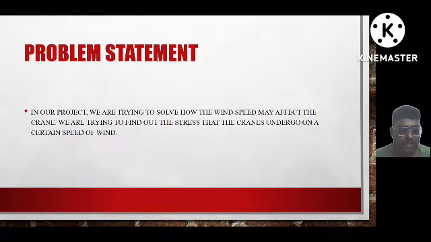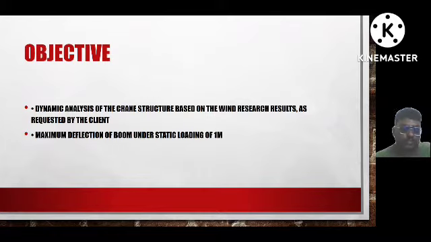For the problem statement, in our project, we are trying to solve how the wind speed may affect the crane, and also we are trying to find out about the stress that the crane undergoes at a certain speed of wind. The objective of our project is dynamic analysis of the crane structure based on the wind research result as requested by the client, and the maximum deflection of the beam under static loading of 1 meter.